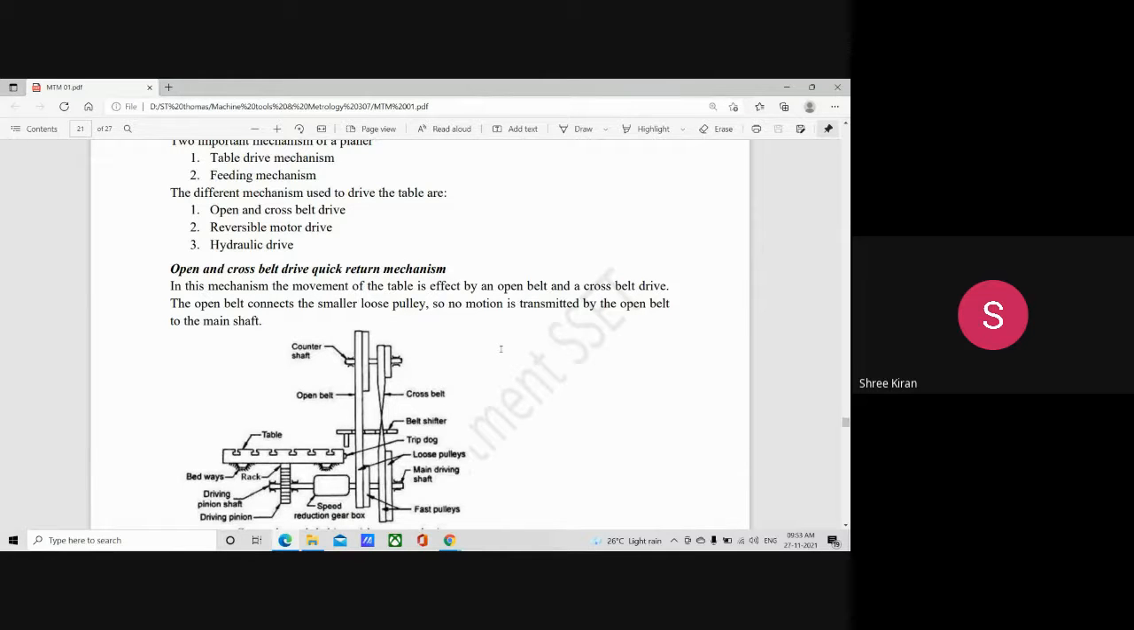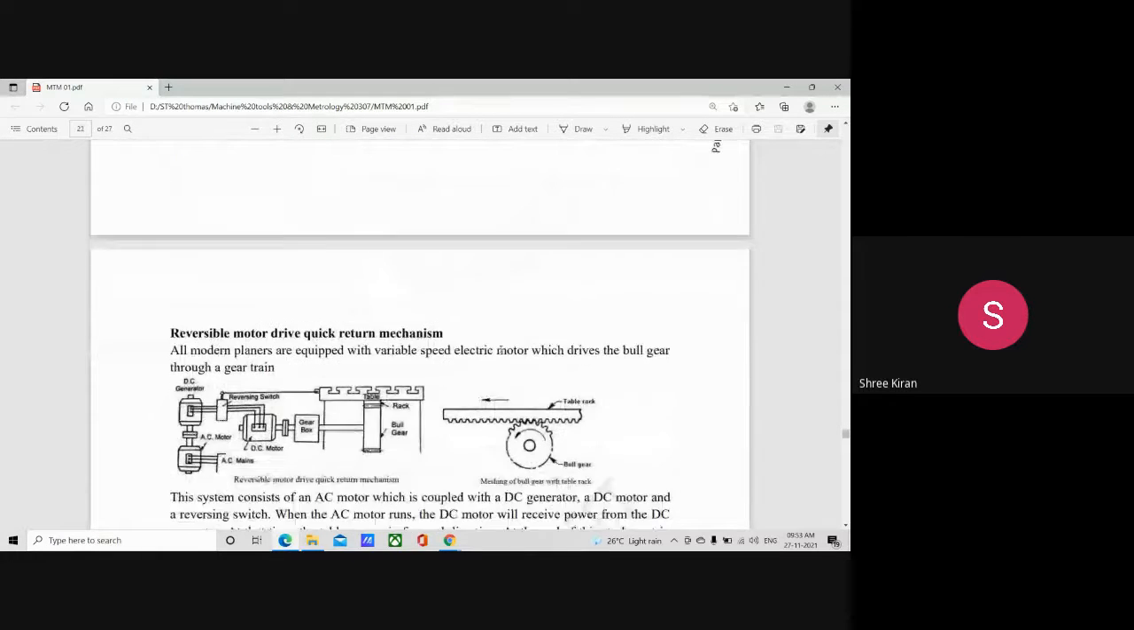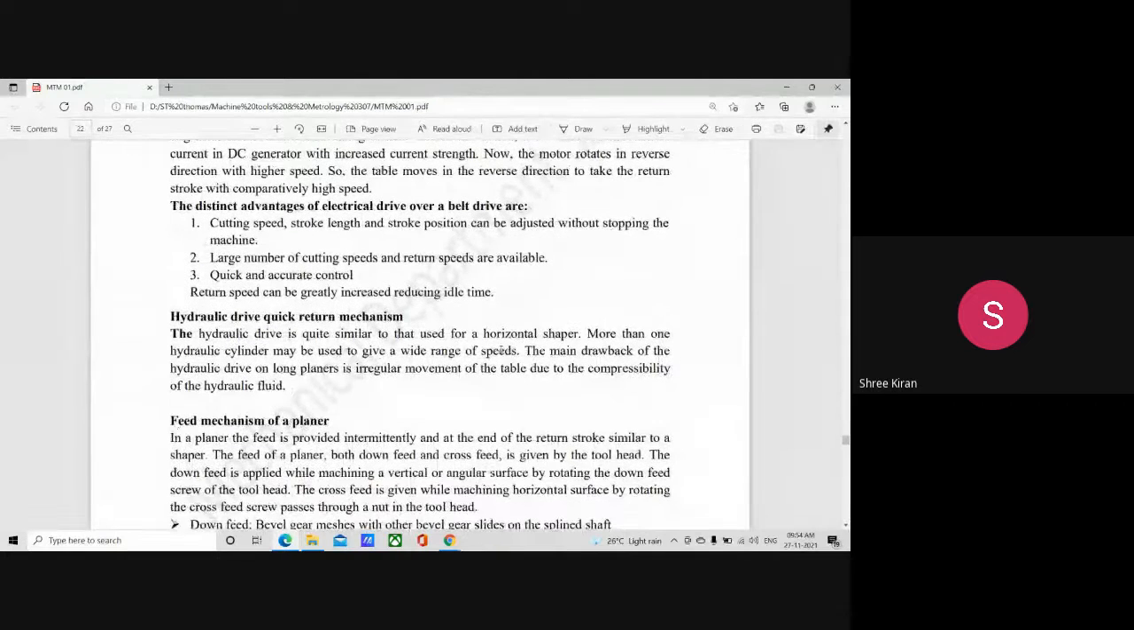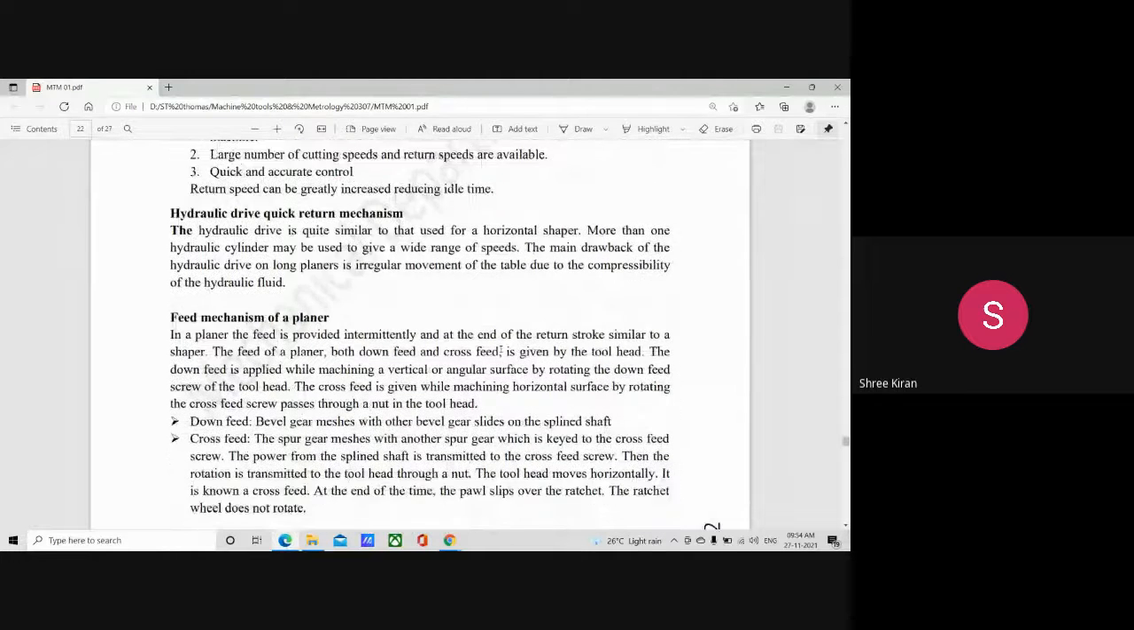First one was the open and cross belt drive. Second one was the reversible motor, where we can change the speed without stopping the machine. Now the final one is the hydraulic drive quick return mechanism.